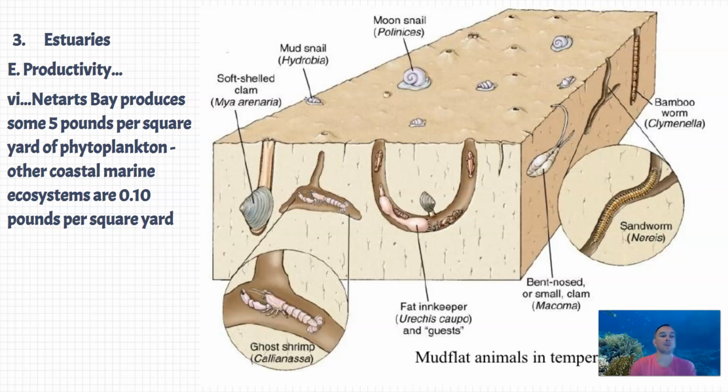And Netarts Bay produces some 5 pounds per square yard of phytoplankton. So as well as being productive down in the bottom, there's also a ton of photosynthesis going on in Netarts Bay. Most estuary ecosystems produce 0.1 pound per square yard, and Netarts Bay produces 5 pounds per square yard. So that's a pretty large number. It's orders of magnitude more production than any other. And you can really see this when you go out in Netarts Bay. For one, we have some of the best clam digging in the entire Oregon coast. Clam density is insane out there.